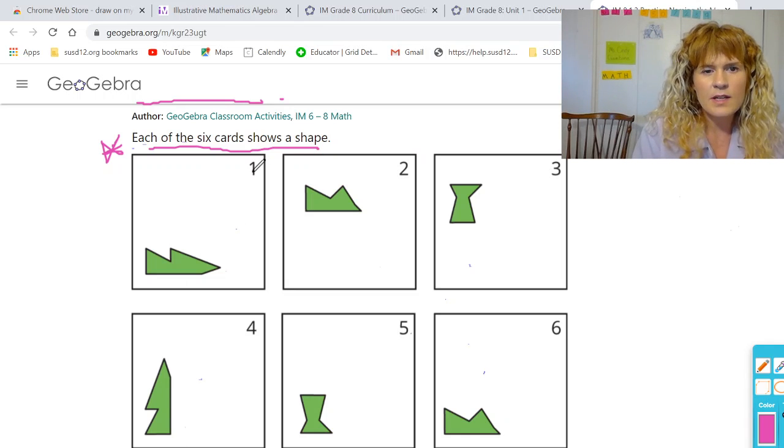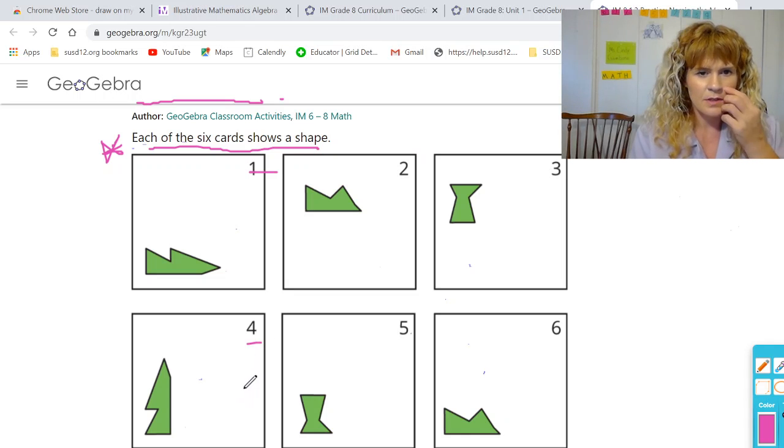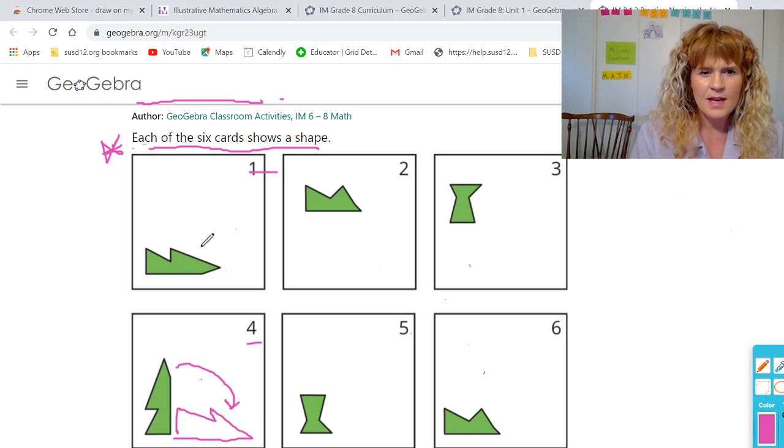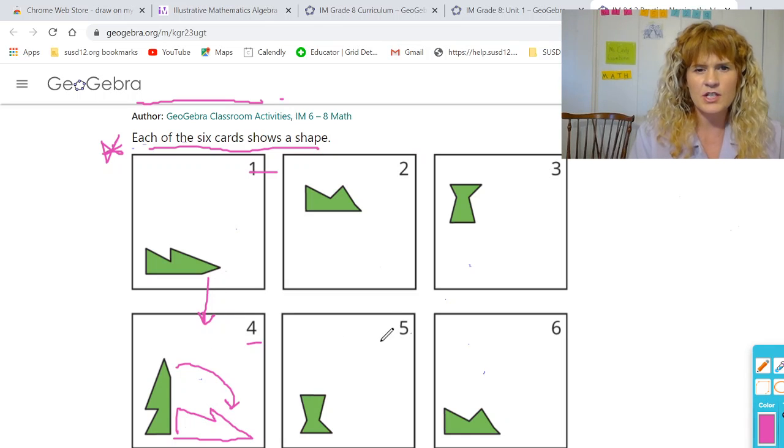Well, let's look at number 1 and 4. Does that look like a rotation? It's the same shape. If I were to rotate this clockwise, then it would be kind of laying down like this. Yes, that looks like a shape and its rotation. Let's double check some others.